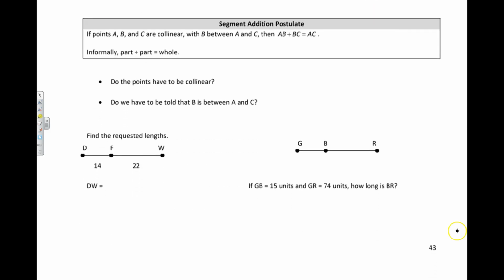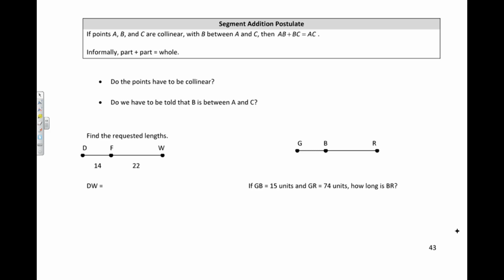All right, now let's talk about the segment addition postulate. And it's one of those kind of no-duh sorts of postulates, but let's talk through and talk about why. If points A, B, and C are collinear, where B lies in between A and C, then AB plus BC equals AC. Well, I don't know about you guys, but that was a whole lot of letters. I need a picture to know what on earth they're talking about.